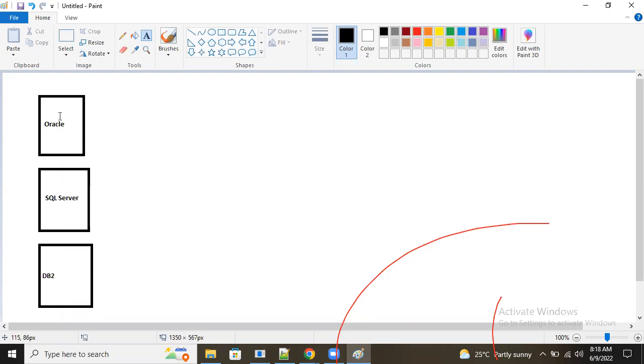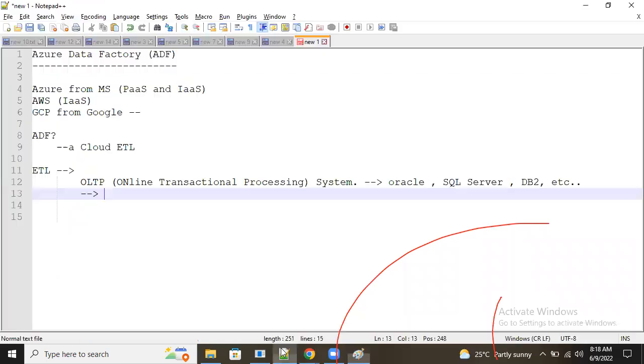Should I repeat it once again? I'm happy to do that. Are you clear on the point? Yeah, clear. Okay, fine. That is the main point.